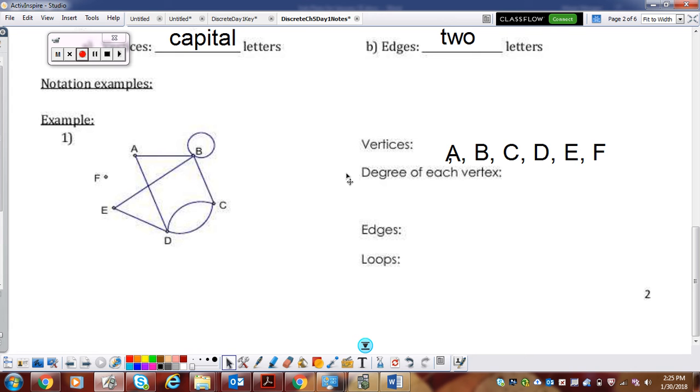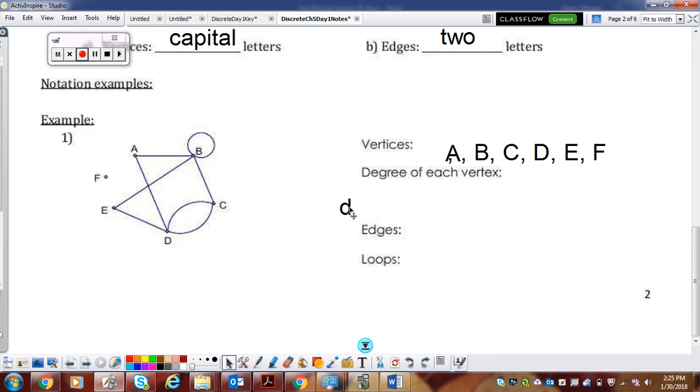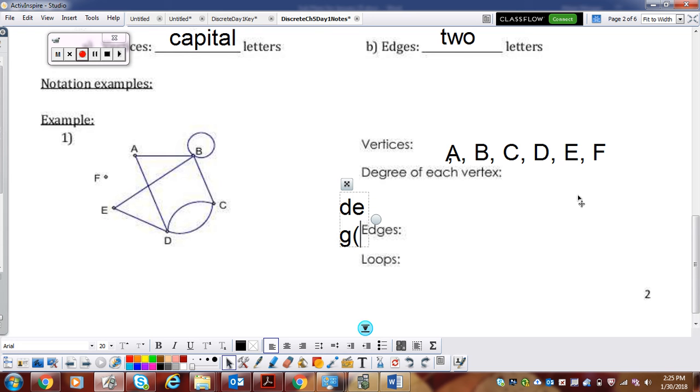Now, what we want to do is figure out what the degree of each vertex is. The way that we show it is DEG, and then A. You put the name of the vertex inside parentheses. Now we're going to count to see how many lines come out of A. So here's A, so we count the number of edges, that's 1, 2. So there are 2 edges coming out of it, so that's why the degree of A is 2.